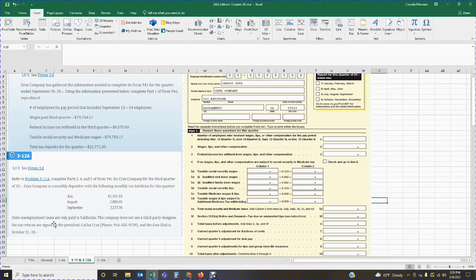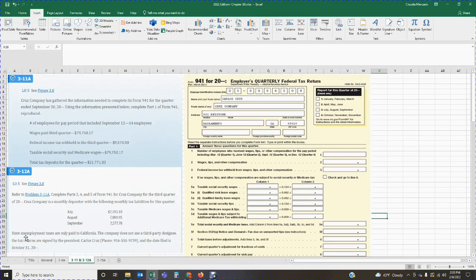State unemployment taxes are only paid in California. The company does not use a third-party designee. The tax returns are signed by the president, Carlos Cruz. The phone number is provided, and the date filed is October the 31st. So they give us all of the information, so we have to fill out the form.